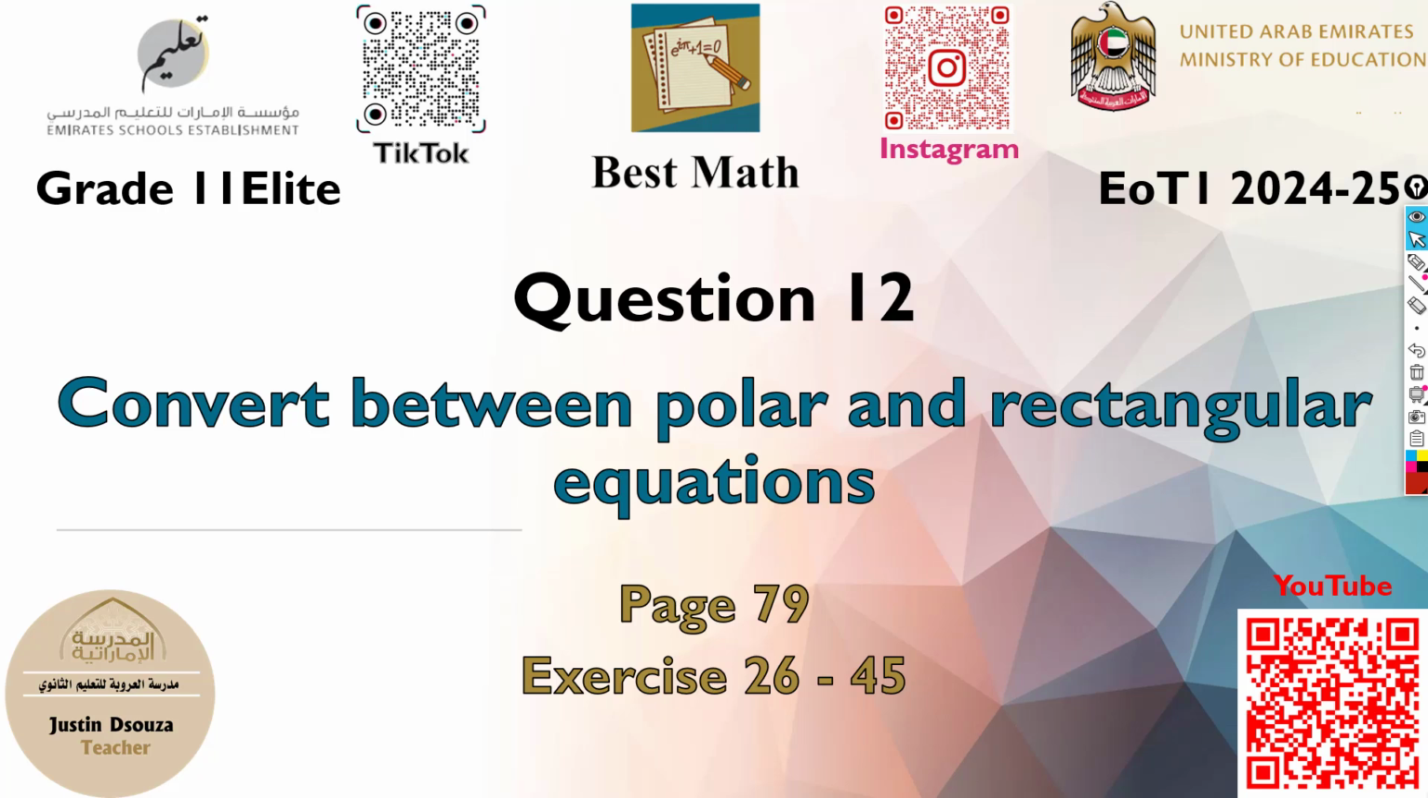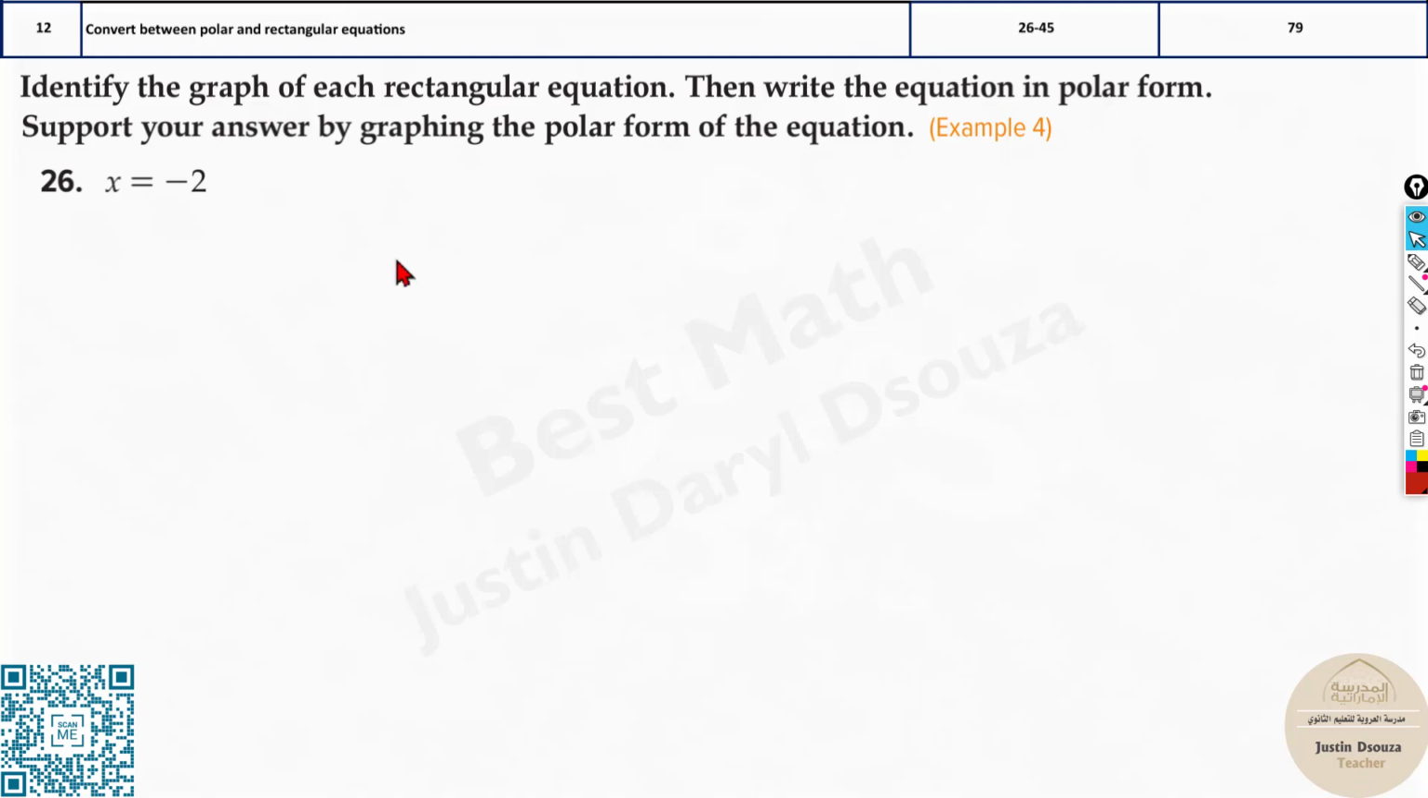Question 12 is about converting polar and rectangular equations. In these questions, they have also given the graph. They have asked you to identify the graph. If they ask you to find the graph, it's very simple.